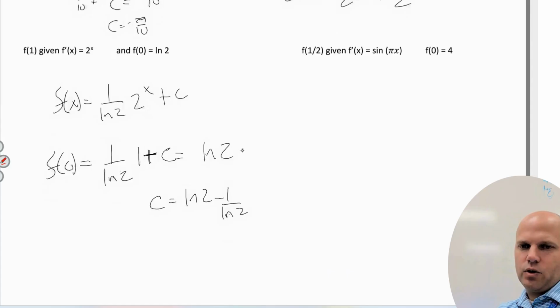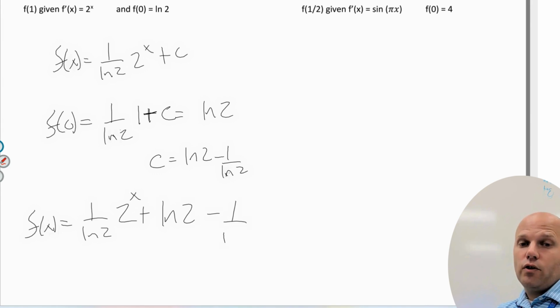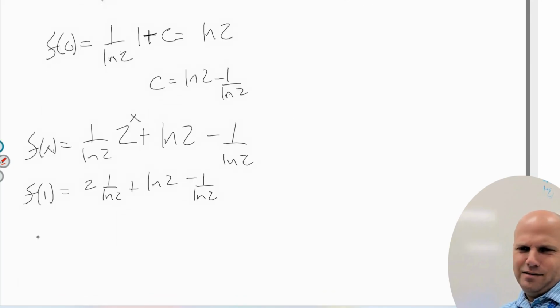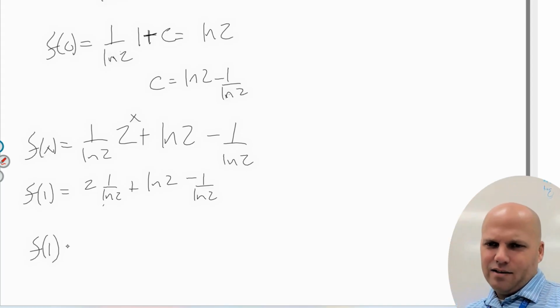Okay, let's see if this works out nicely. You got 1 over ln2 times 2 plus ln2 to the x plus ln2 minus 1 over ln2. And then I'm trying to find f of 1. So I have 1 over ln2 plus ln2 minus 1 over ln2, which means I have 1 over ln2 plus ln2. It's like, not a great problem, honestly.